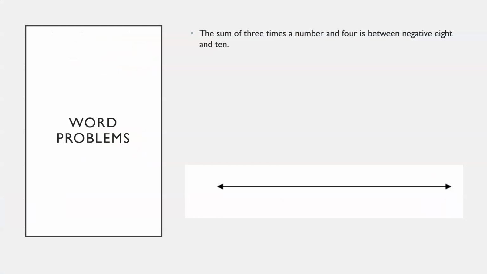Okay, so we got some word problems here. So we have to write an inequality from the word problems. It says the sum of 3 times a number and 4 is between negative 8 and 10. So we're going to put this in the middle. The sum of 3 times a number plus 4 is in between negative 8 and 10. So that's an and.